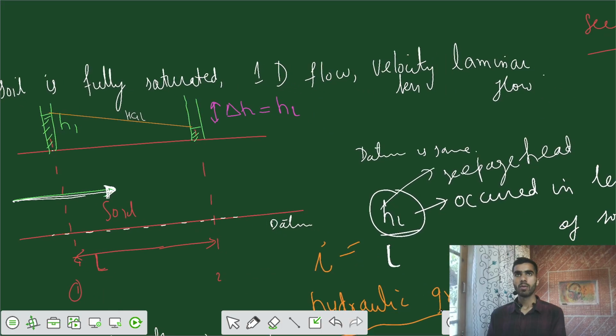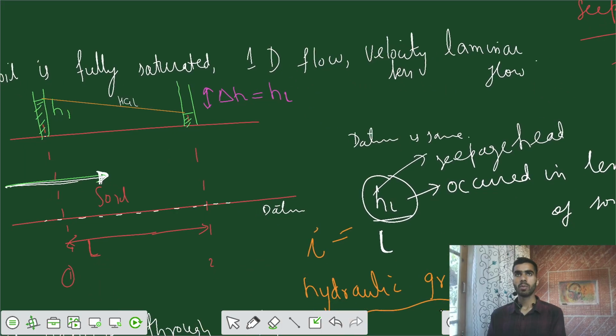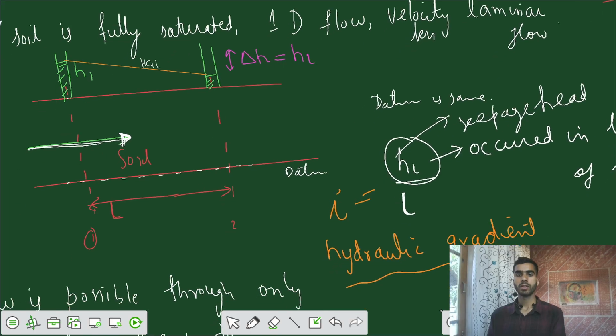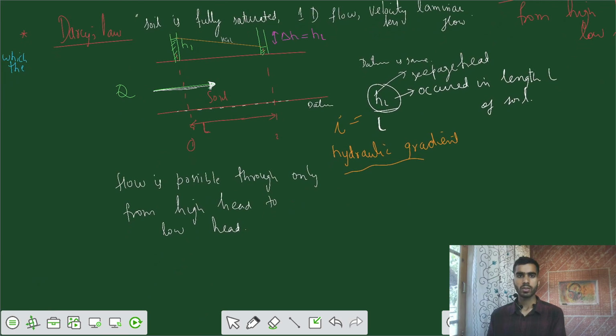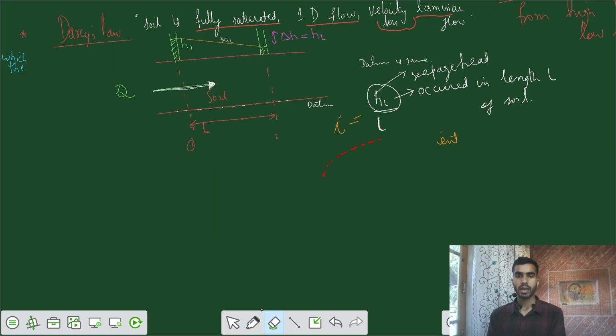If the flow is possible, that would only be possible if there is a head difference between the two sections. So finally, what is Darcy's law? Darcy's law takes the assumptions that the soil is fully saturated, 1D flow condition is prevailing, and the velocity in the soil is low, that is, laminar conditions are present in the soil. At that time, the velocity of flow through the soil is proportional to the hydraulic gradient.